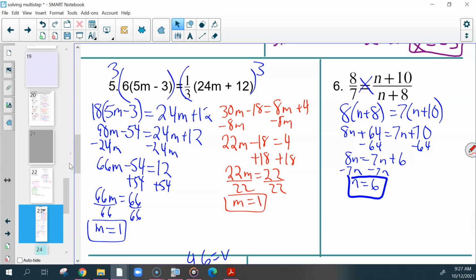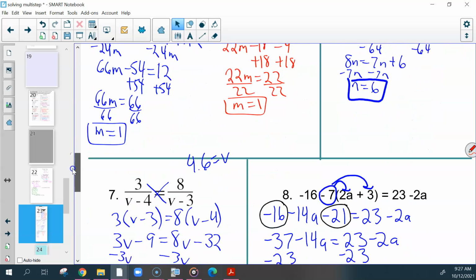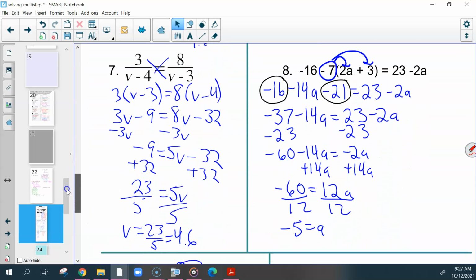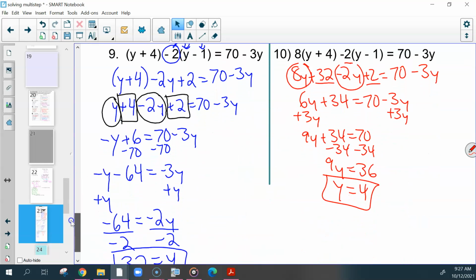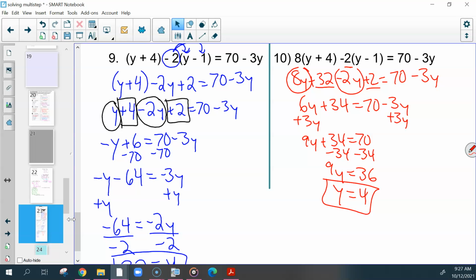Number 6 was n equals 6. Eight was a equals -5. And 9, disregard this part. y equals 4. These are both 9. I don't know why it says 9 and 10, but these are both 9.